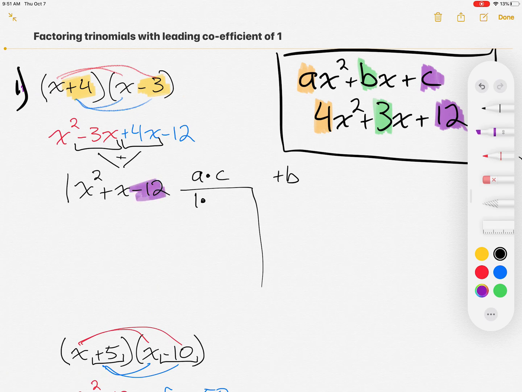Right, c is my constant, so it's going to be negative 12. So I get 1 times negative 12. I'm going to be working with negative 12. That's what they have to multiply together to equal.